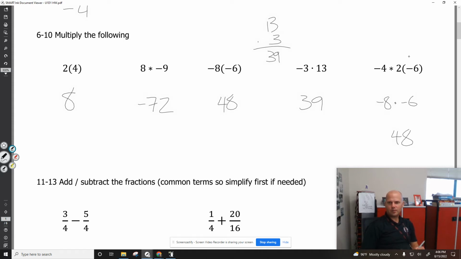A negative 6 times a negative 2. A negative 4 times a negative 12. A not. It means you're good, right? A not.